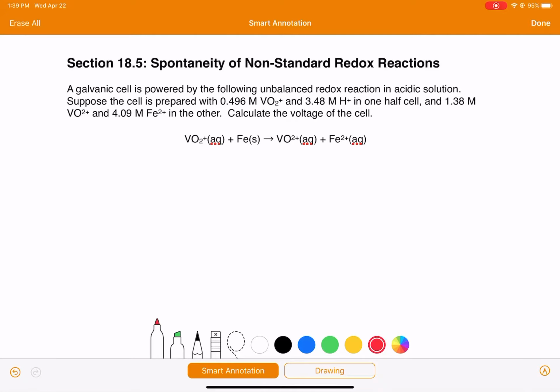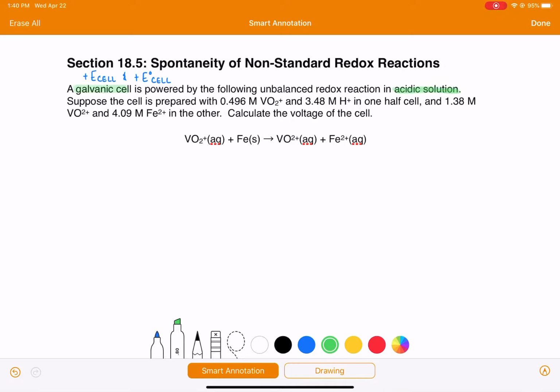Here's one more example of how you might use the Nernst equation in a redox reaction calculation. In this problem, we're told that we have a galvanic cell. When we see the words galvanic cell, we know that we're going to have a positive E cell, or positive E standard cell, because galvanic cells always produce voltage, so it's always a positive number. And we have the following unbalanced redox reaction in acidic solution.